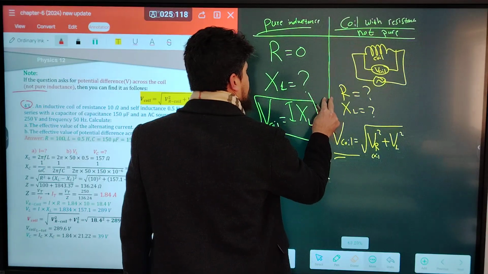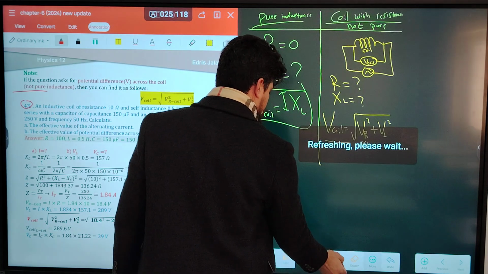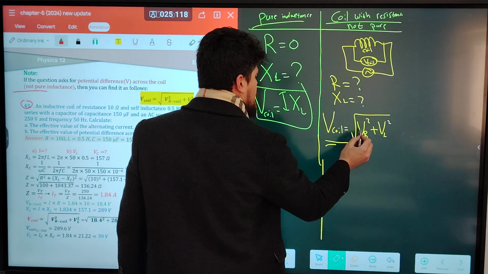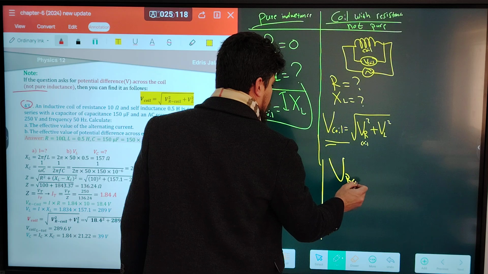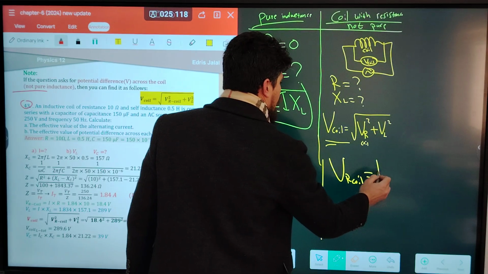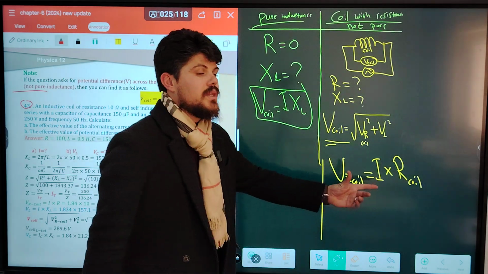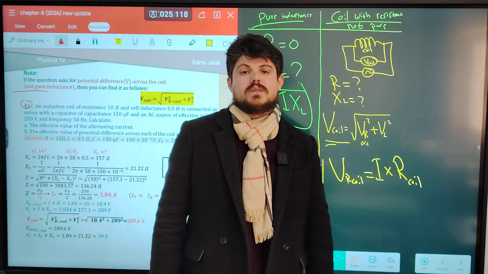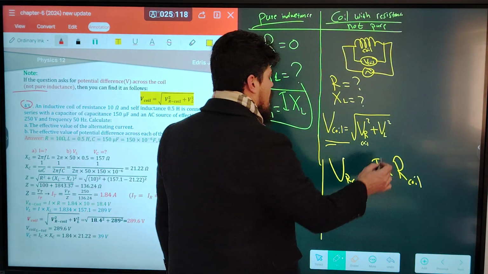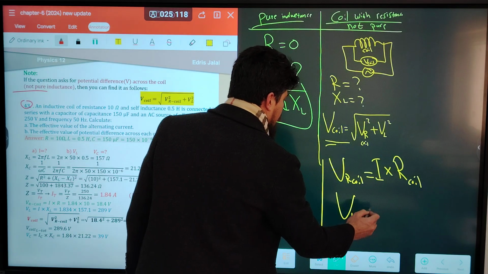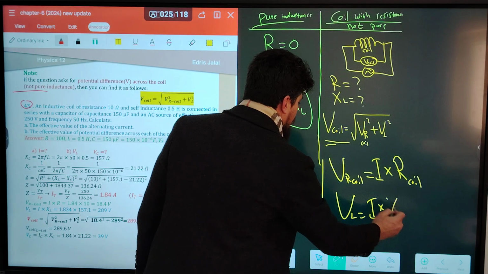And guys, look. How can I determine VR of coil? Ohm's law. I times R of what? Pure or coil? The resistance of the coil, not pure resistance. And how can I determine VL? I times what? XL.